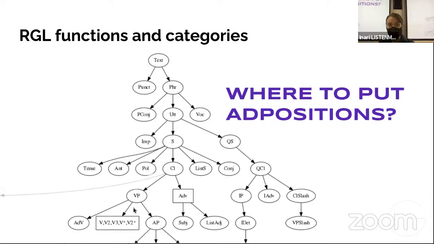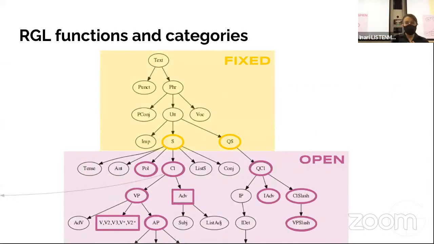To get a rough idea, for those who are familiar with the RGL, a reminder of how it goes. This is when I'm implementing a new resource grammar and I'm doing such a complex feature like these adpositions. I want to know up to where it is open and when it becomes fixed. So this is the answer. And so why is this?